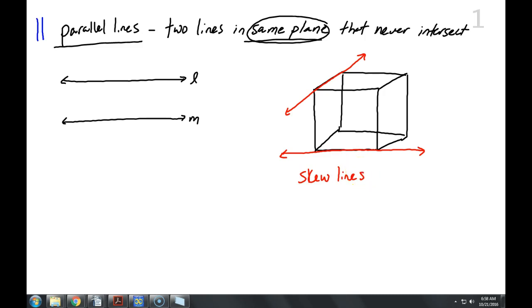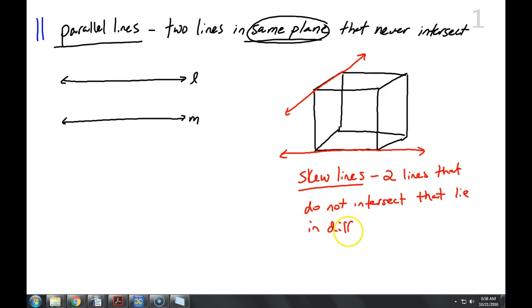So it's not good enough to just say two lines that never intersect. These two red lines never intersect, but they're in different planes, and we call those skew lines. So I'm going to define those right now as well. Skew lines are two lines that do not intersect, that lie in different planes. So there is a little bit of a difference between just lines that don't intersect, whether they're parallel or whether they're called skew lines.